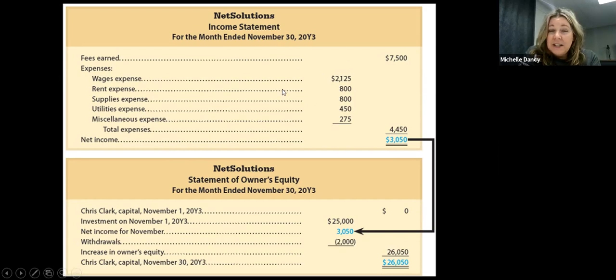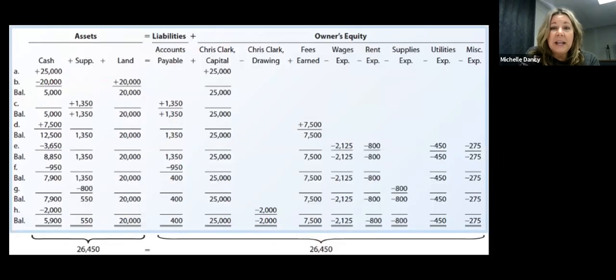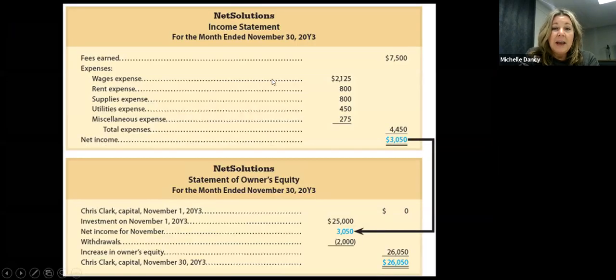So where is this stuff coming from? That's right. It's coming from this completed accounting equation. For instance, fees earned has a balance of $7,500. Wages expense, $2,125. Rent expense, $800. Remember those numbers? Now look over here on my income statement. Fees earned, $7,500. Wages expense, $2,125. Rent expense, $800, etc.